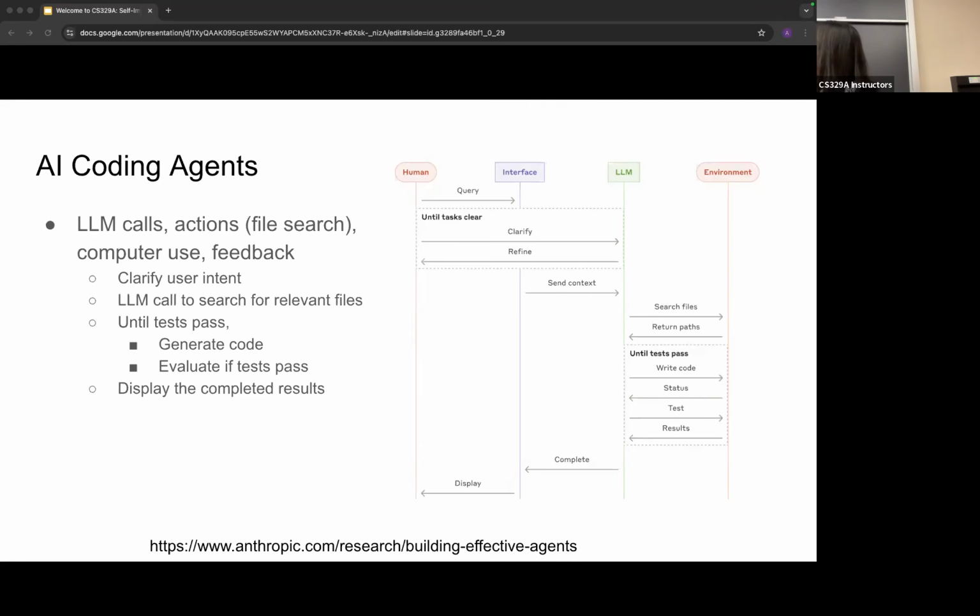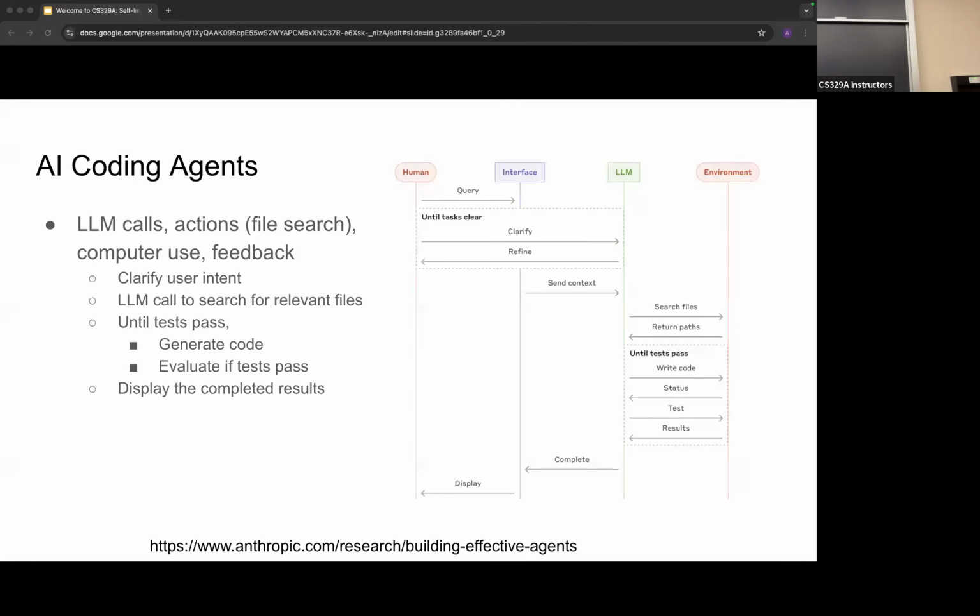So the first part of what is happening in this coding agent is that from human to interface, you've issued a command and you're trying to figure out what is the human intent of the query. You're clarifying it, you're sending it to the LLM, and then you're refining it possibly.